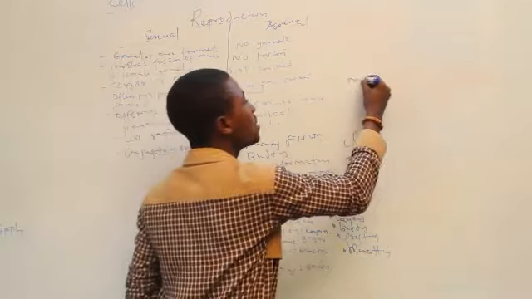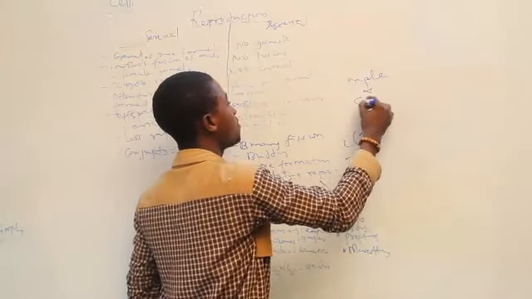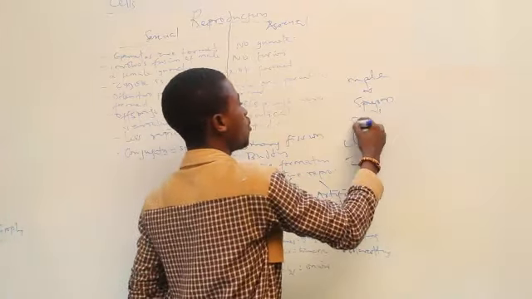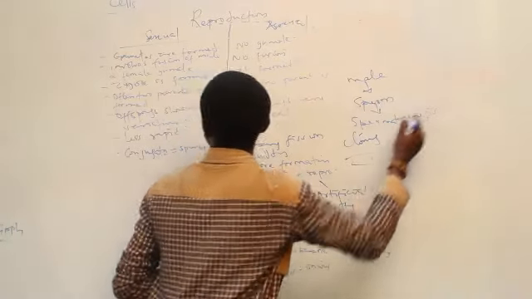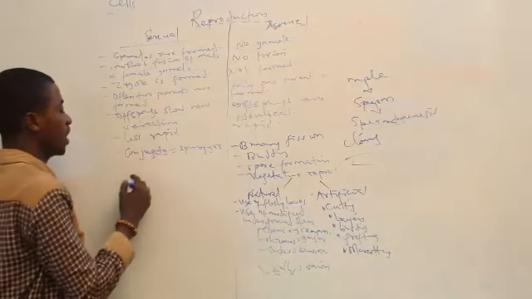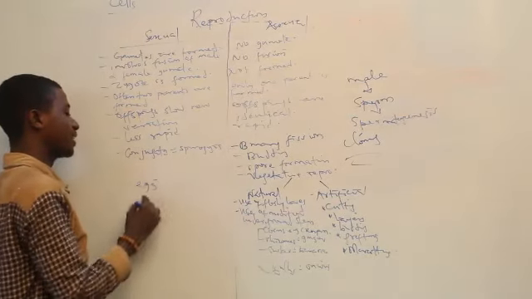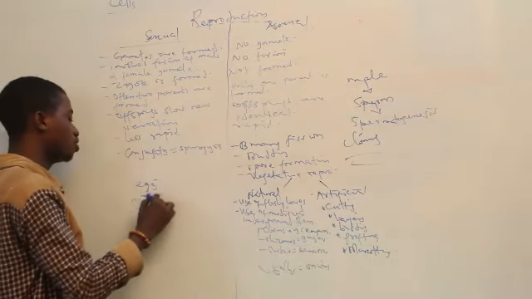What is the male gamete? The male gamete is called sperm. It is produced through a process called spermatogenesis. The female gamete is called the what? The egg or the ova. The egg is produced through a process called oogenesis.